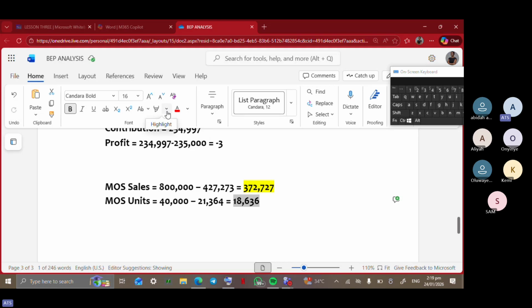Okay. So that's our second question. Anyway, let's move on. So that's margin of safety. I hope you understand. You get the logic. Margin of safety is very easy to calculate.